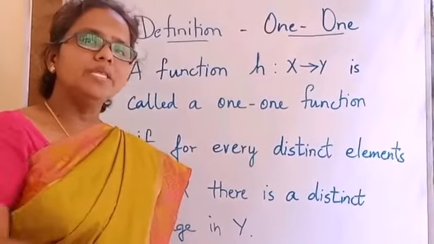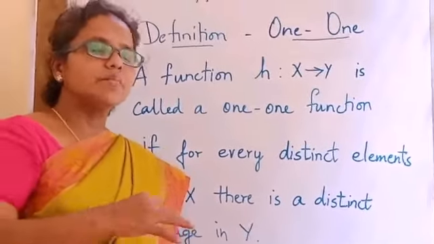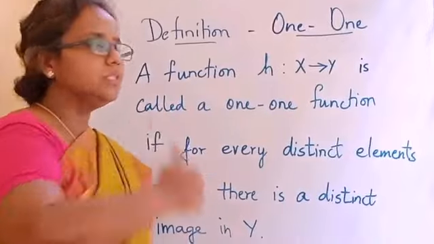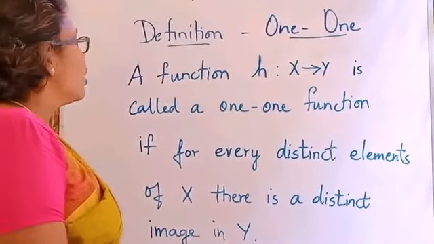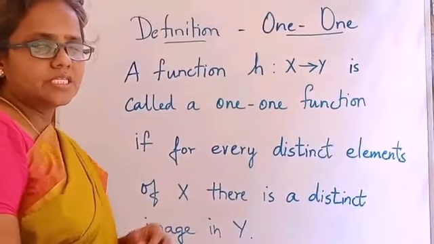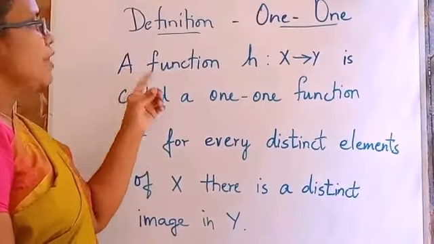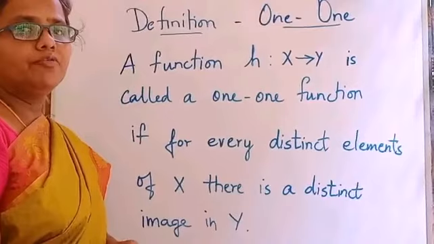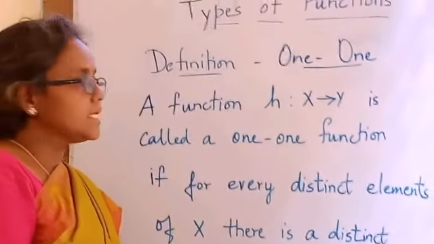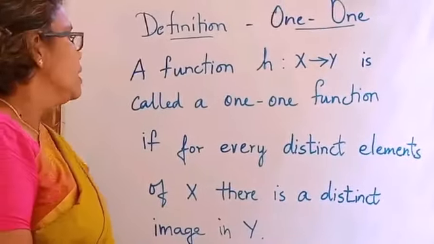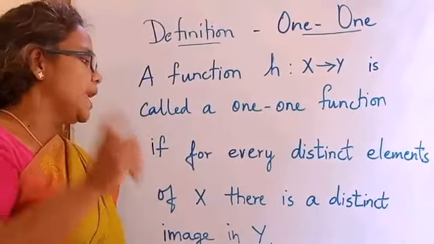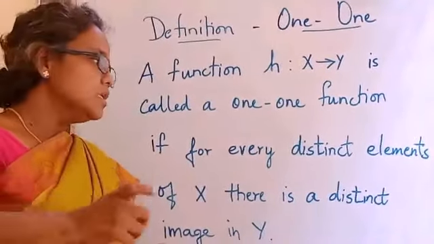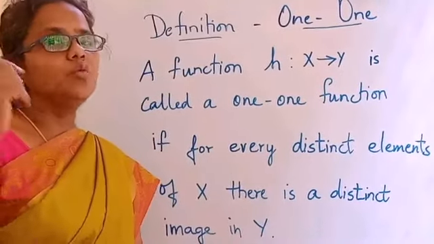I will define the various types of functions with some examples also, starting with the first one, which is nothing but the one-to-one function. According to this definition: a function h, which is a mapping from a non-empty set x to a non-empty set y, is called a one-to-one function if for every distinct element of x there is a distinct image in y.